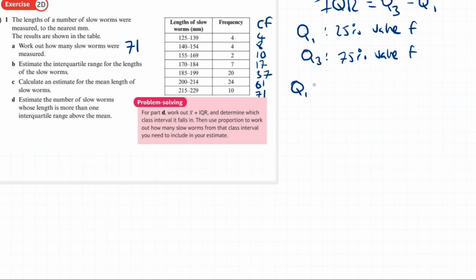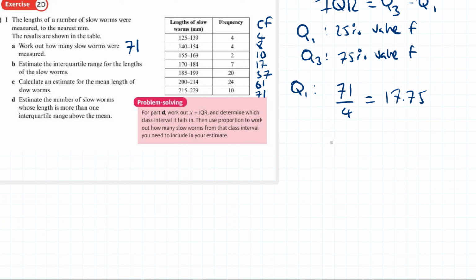For Q1, the first thing we need to do is find what the quarter of the frequency is. So we do 71 over 4. 71 divided by 4 is 17.75. Remember that this is an estimate. We don't need to do any of the plus ones or anything like that. It is just an estimate at this stage. So we can just directly divide by 4, and if it was an estimate for the median, you would directly divide by 2. So here's 17.75.